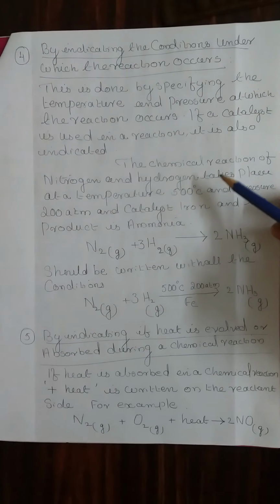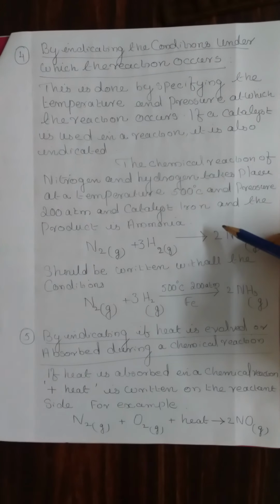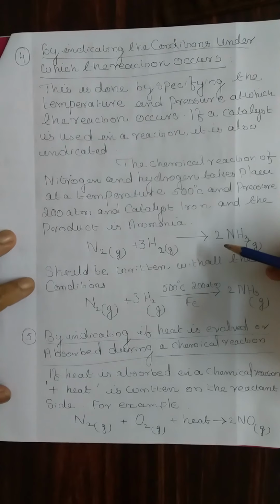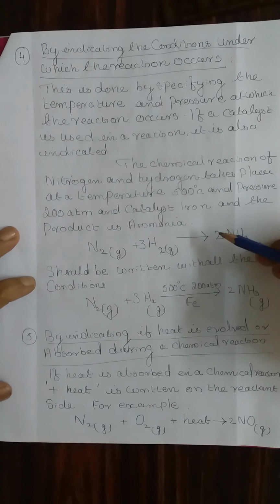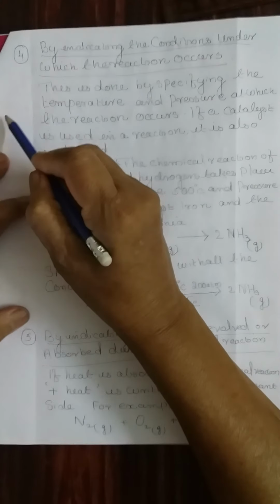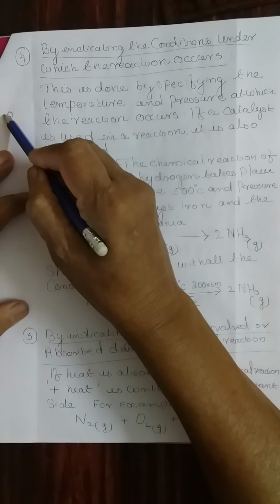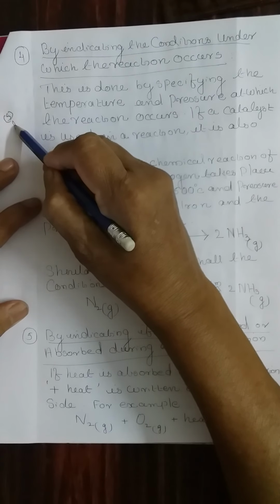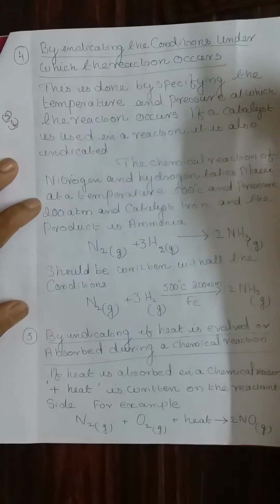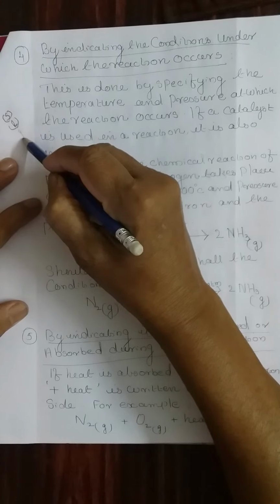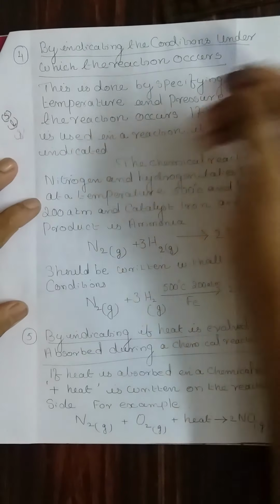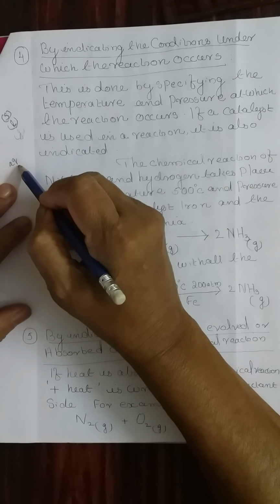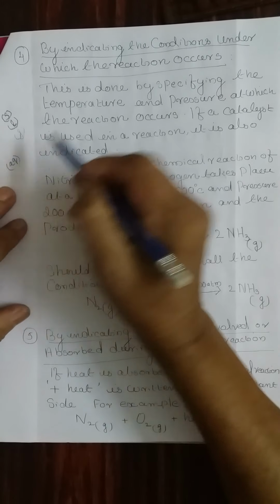Now, when you write a balanced equation, in order to make that balanced equation more informative, we already studied three conditions earlier. For example, if it is a solid, you should write small s and put a bracket. If it is a liquid, write small l and put a bracket. If it is a gas, put a small g and put a bracket. If it is aqueous, you write a small a and small q and put a bracket.